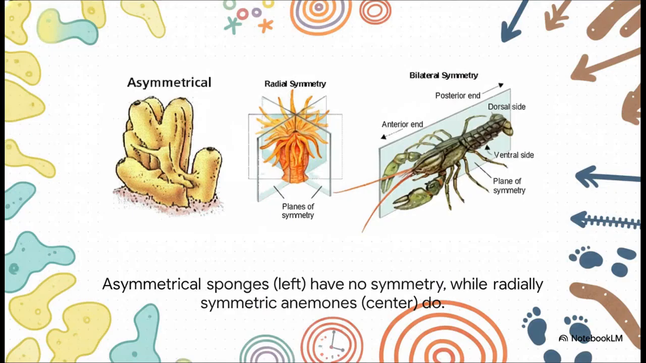Let's start with the simplest forms. Over here, you've got the sponge, which is asymmetrical. There's just no way you can cut it to get equal halves. But then you have the sea anemone, which has what's called radial symmetry. You can slice it right through the center from a bunch of different angles and always get mirror images, just like a pie. And this is actually perfect for an animal that stays in one spot, because it can sense food or danger from any direction.